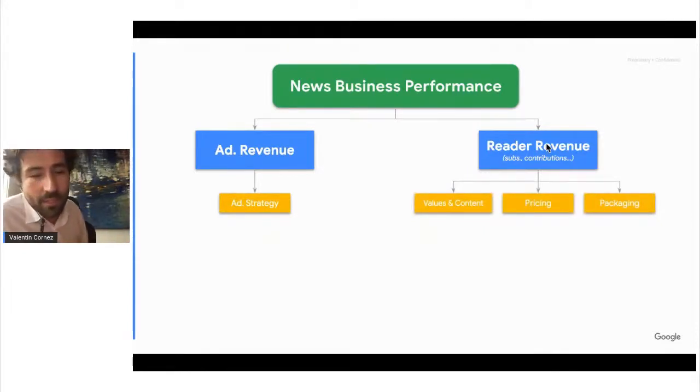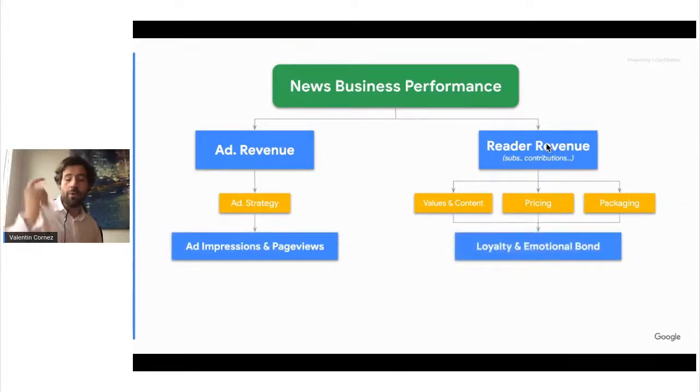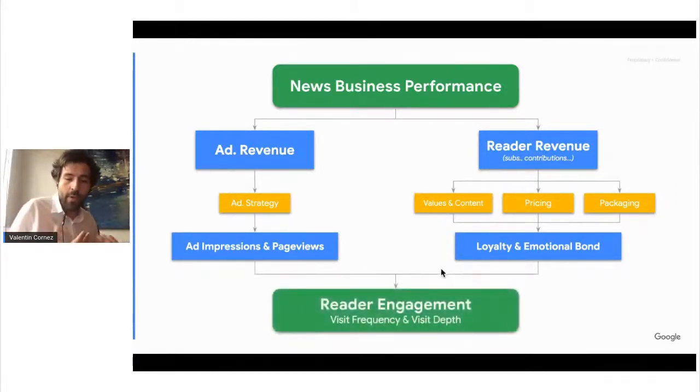But when you think of it, to truly achieve long-term revenue growth, it all comes back to a few fundamental metrics. Publishers need to grow their ad impression and page views in order to get more advertising inventory, or even build loyalty and emotional bond to get their users to convert to subscribe. This loyalty is a key proxy for any kind of consumer revenue strategy. And all these metrics that you're seeing here are results of one common topic, reader engagement. And by reader engagement, what I'm truly talking about is visit depth and visit frequency.